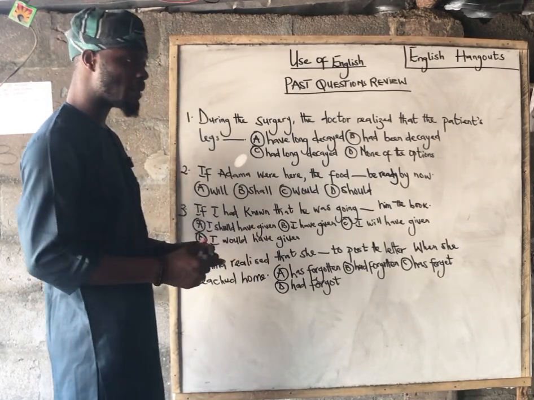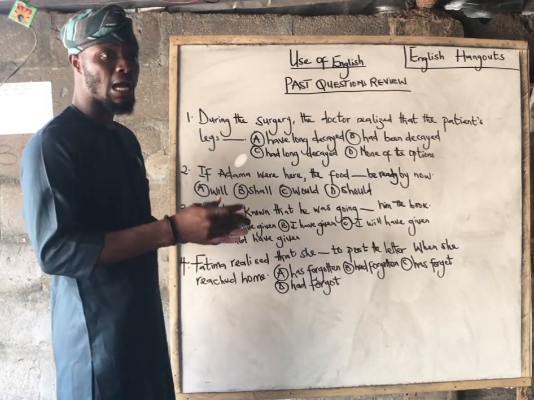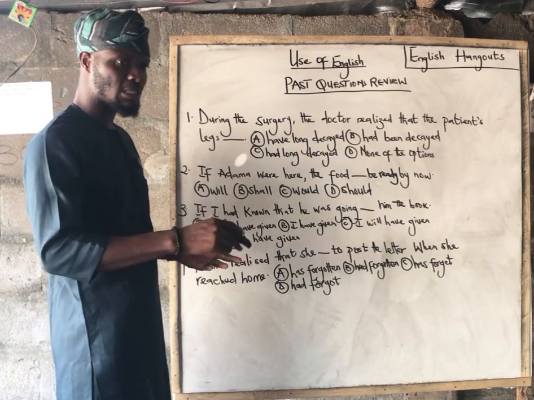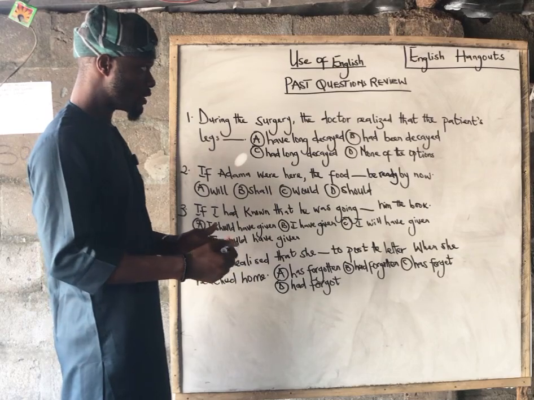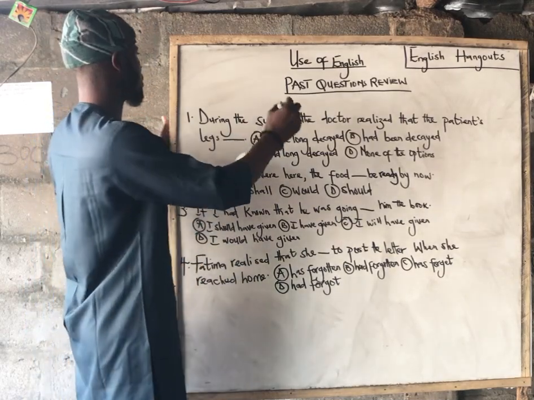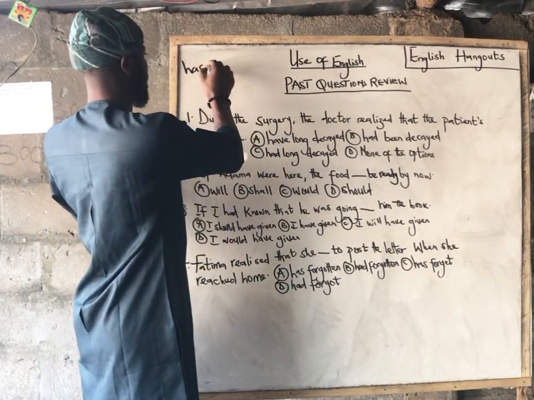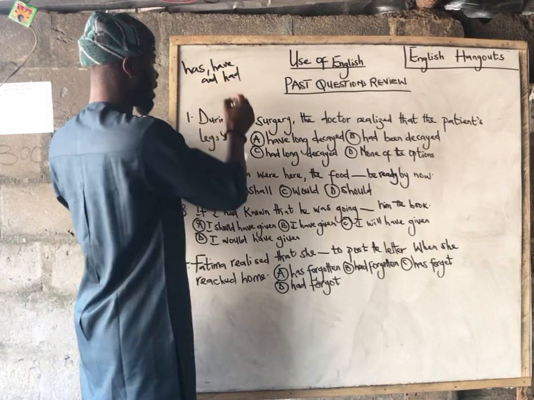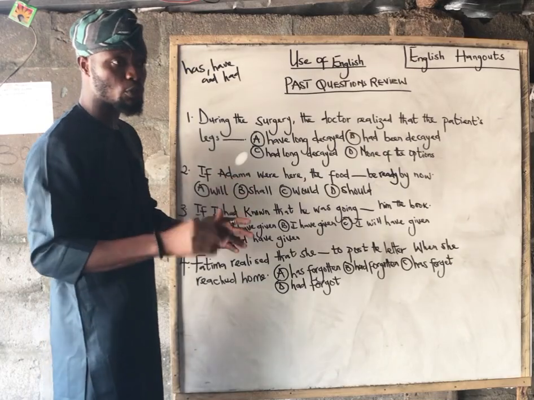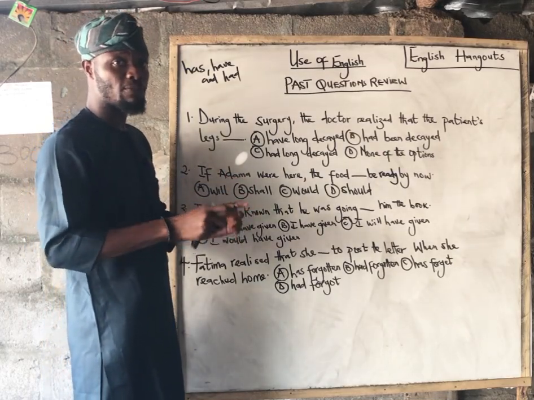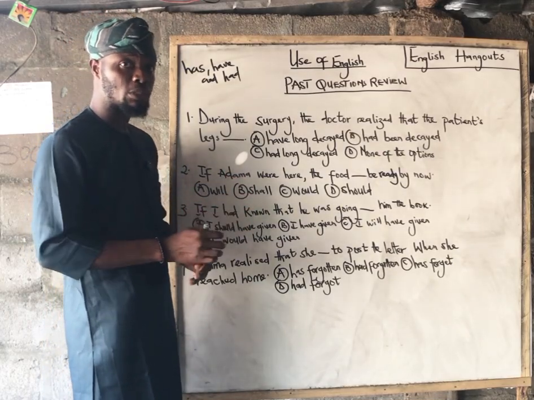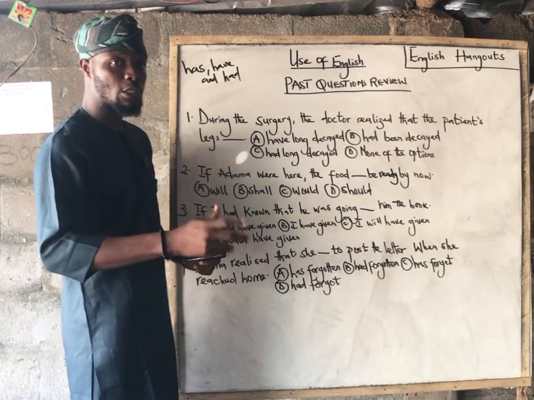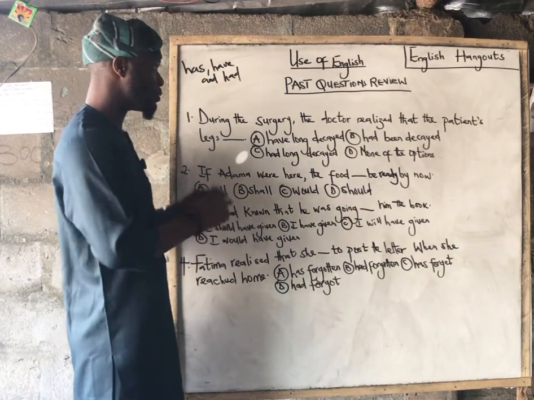These questions are based on the use of has, have, and had, and also conditional sentences. So, JAMB will test your knowledge on how to use has, have, and had. Has, have, and had perform two grammatical functions. They perform the timekeeping function as well as the possession function. If has, have, and had is to perform the timekeeping function, it must be followed by a participle verb.